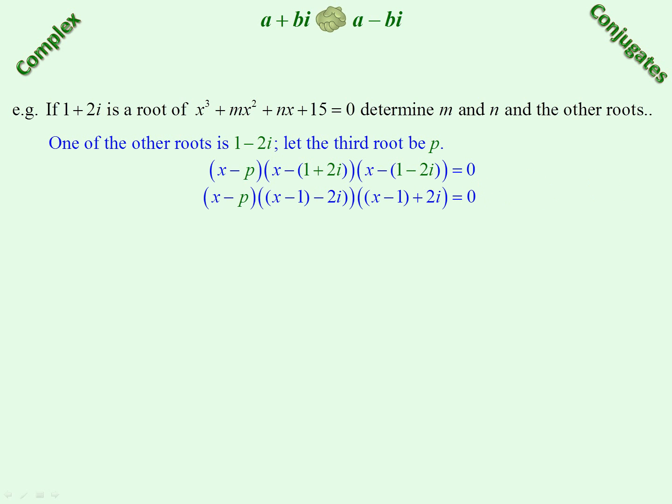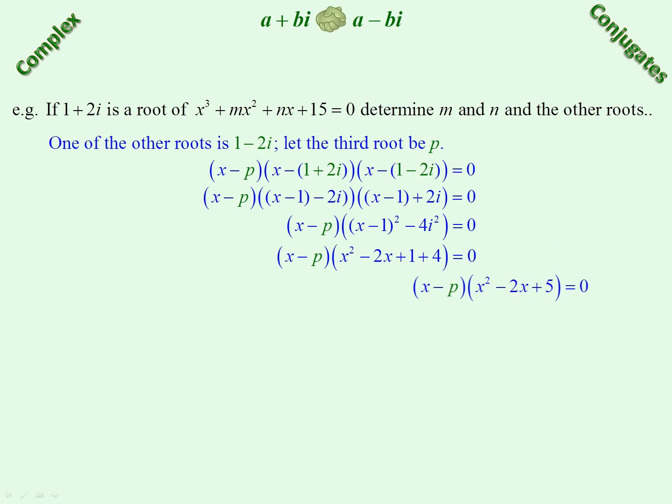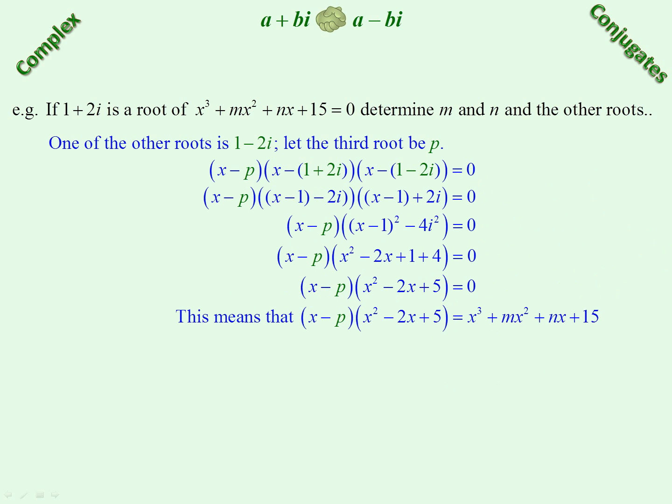Rearrange, difference of squares, and we now have a quadratic trinomial there with x minus p there. So we now can compare that to that. We're allowed to, because once again this gives you x cubed and that has x cubed.